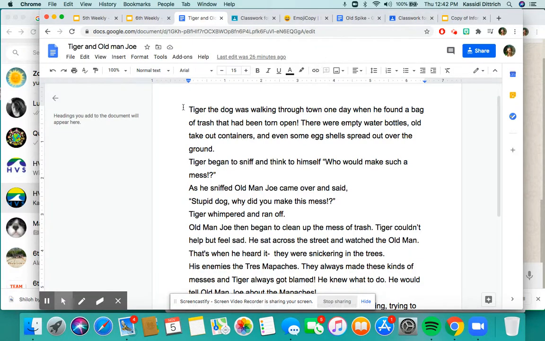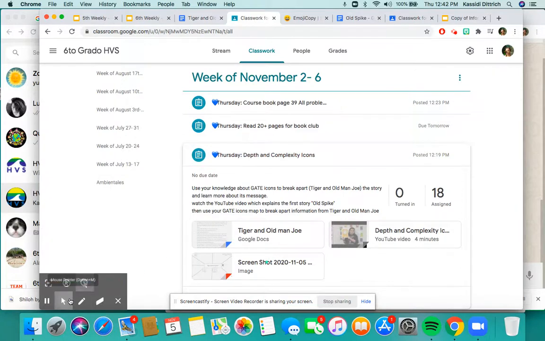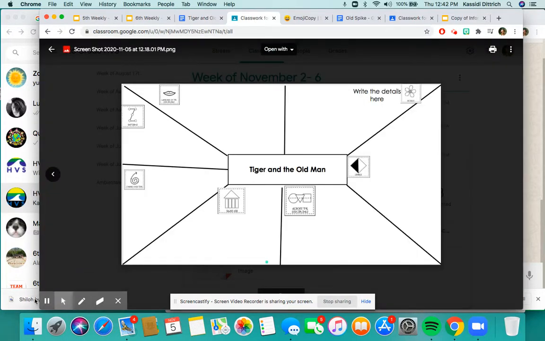You could either draw on the story and say, okay, I know that Tiger is a detail because it is the name of the dog. But instead of just drawing on the story, you have your map that you would write in, and Tiger would be a detail, and you would write that. So you'll draw this map in your notebook, or you could print it out, but I just suggest drawing it.